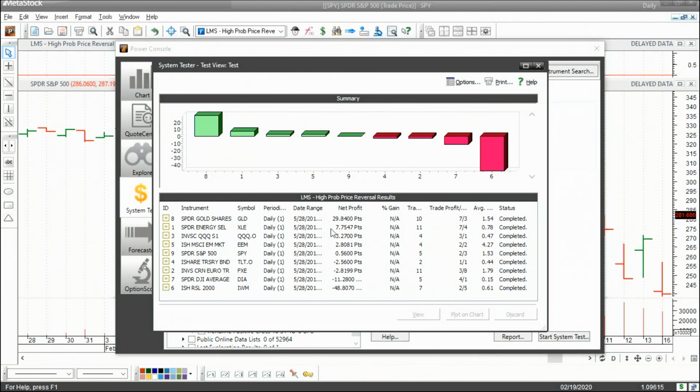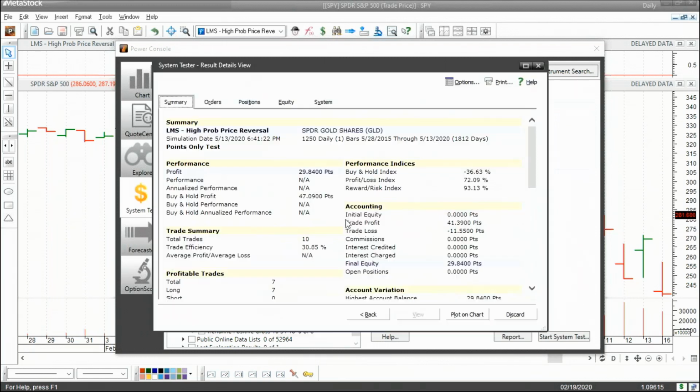Now you'll see our results here. Actually, there was one security that appeared to do pretty well. It was gold. It generated almost 30 points, but everything else was pretty low. And in fact, look at the bottom here. The Russell 2000 generated negative 48. So that one did not perform well at all, to say the least. But to take a closer look at one, let's go ahead and open up gold, for example.